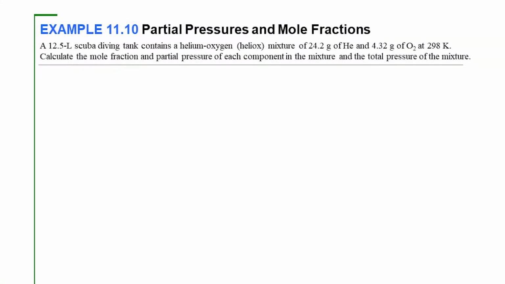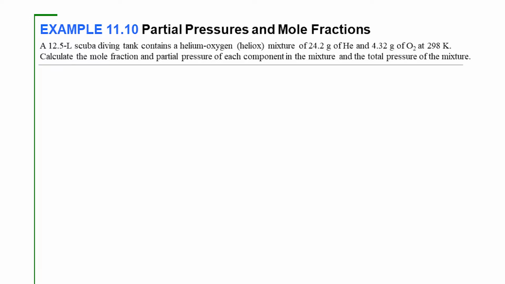Okay, this question is from Dalton's law of partial pressures. Let me read the question for you. The question is, a 12.5 liter scuba diving tank contains a helium-oxygen mixture of 24.2 grams of helium and 4.32 grams of oxygen. At 298 Kelvin, calculate the mole fraction and partial pressure of each component in the mixture and the total pressure of the mixture.